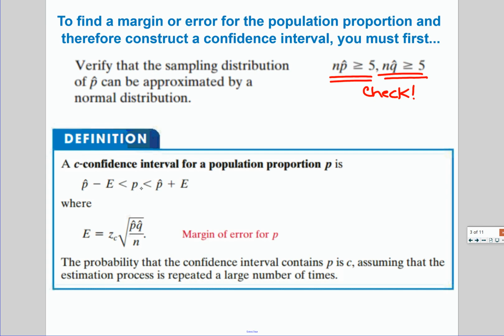So confidence intervals. Confidence intervals are going to work the same way. We are estimating P, which here is the population proportion. Okay. And to do that, we're going to take P hat, which is our sample statistic, and add and subtract a margin of error to it. And that's going to give us a confidence interval.